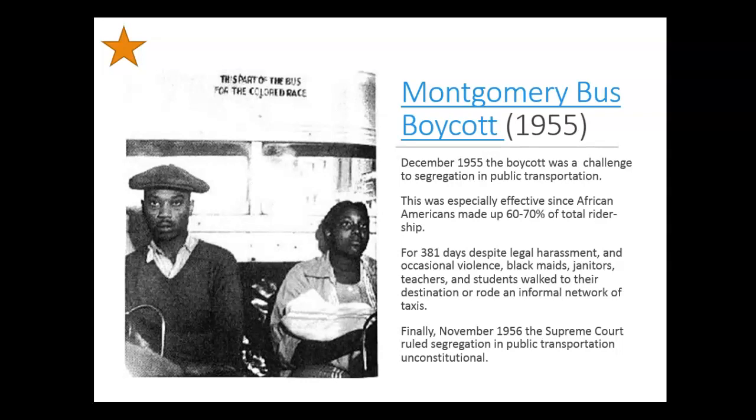Montgomery's black population, under the leadership of local ministers and civil rights workers, formed the Montgomery Improvement Association, MIA, and coordinated and organized a boycott of the city buses. This was especially effective since African Americans made up 60 to 70% of the total ridership. For 381 days, despite legal harassment and occasional violence, black maids, janitors, teachers, and students walked to their destination or rode in an informal network of taxis.